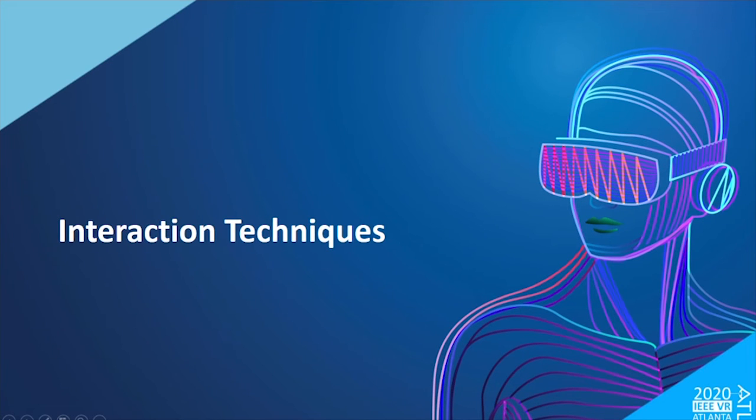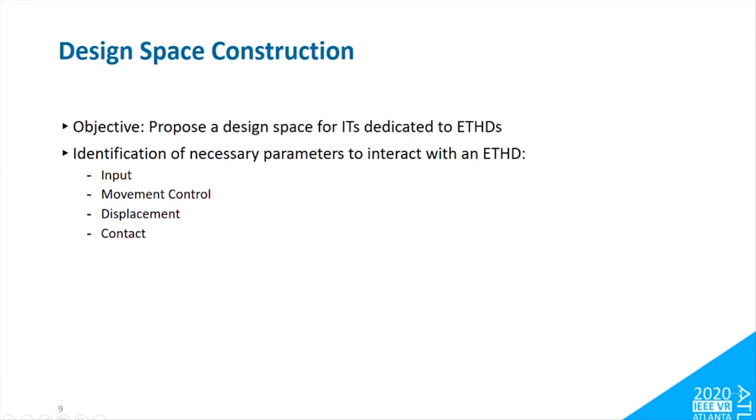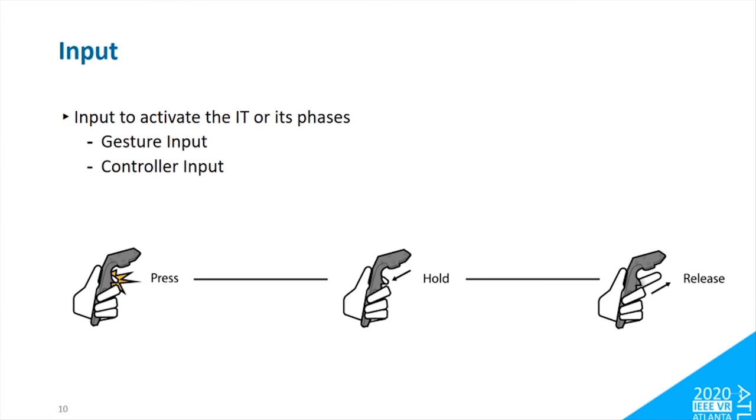And now the interaction techniques. Before conceptualizing the interaction techniques to address the ETHD's issues, we created a design space that takes into account parameters present in ETHD interaction, namely input, movement control, displacement, and contact. The first parameter, input, refers to the method in which users can provide instructions to the system. We consider 2 options, input by gesture recognition and controller input.